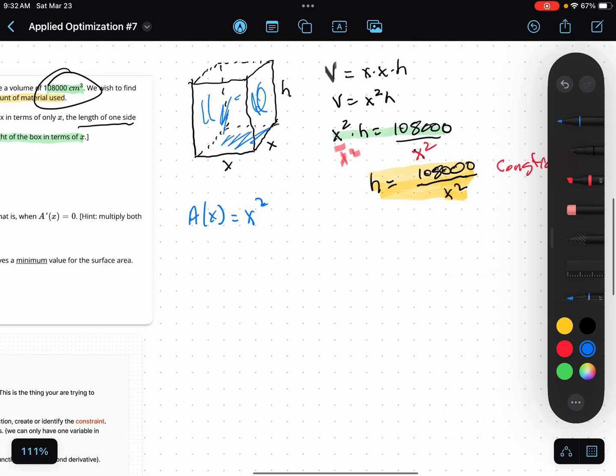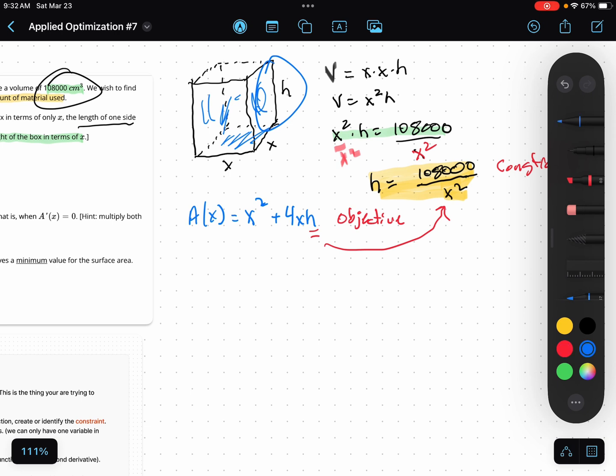The area of each side is x times h, right? That's this thing right here. X times h gives you the area of that. And there are 4 of those, so we typically write that as 4xh. And then, as you can see, this is my objective function. It has too many variables. We need to eliminate the h, and that's where this comes in, right?